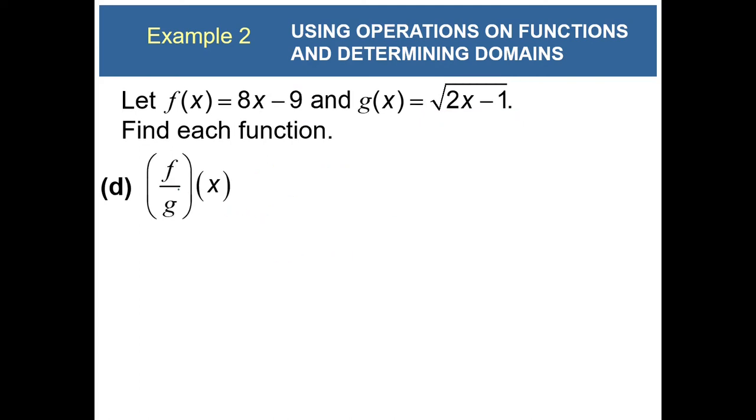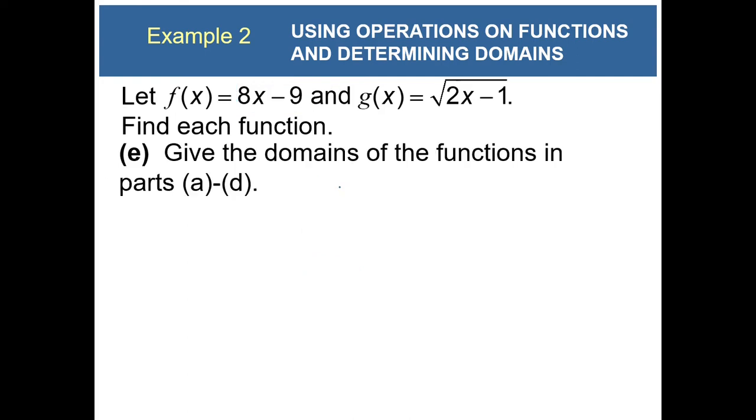Part D, let's find f divided by g of x. By definition, this is f of x over g of x. And we'll take the function f of x and put it on top. That's 8x minus 9. And we're going to divide that by the square root of 2x minus 1. So this is our quotient function.